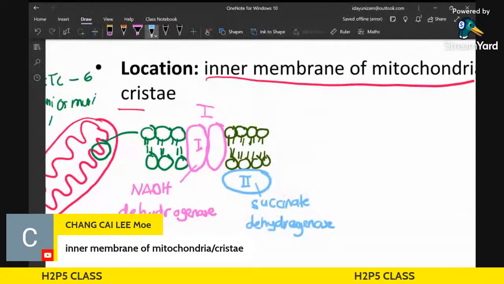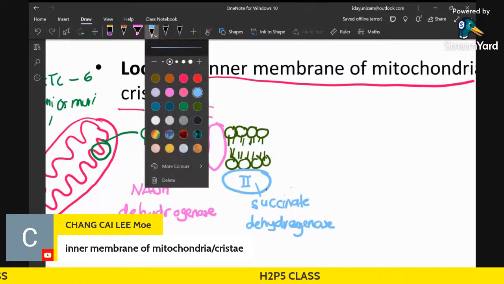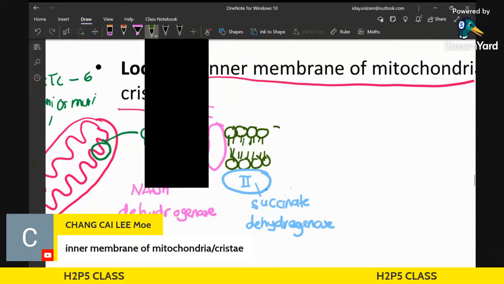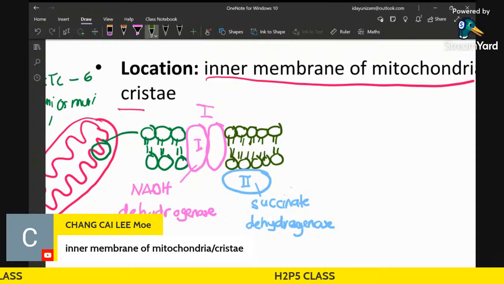Okay, next. Wait, let's finish all the complexes first, complex 1, complex 2. Give me a bit more. This is the plasma membrane of what, class? The inner membrane of mitochondria, or also known as cristae.